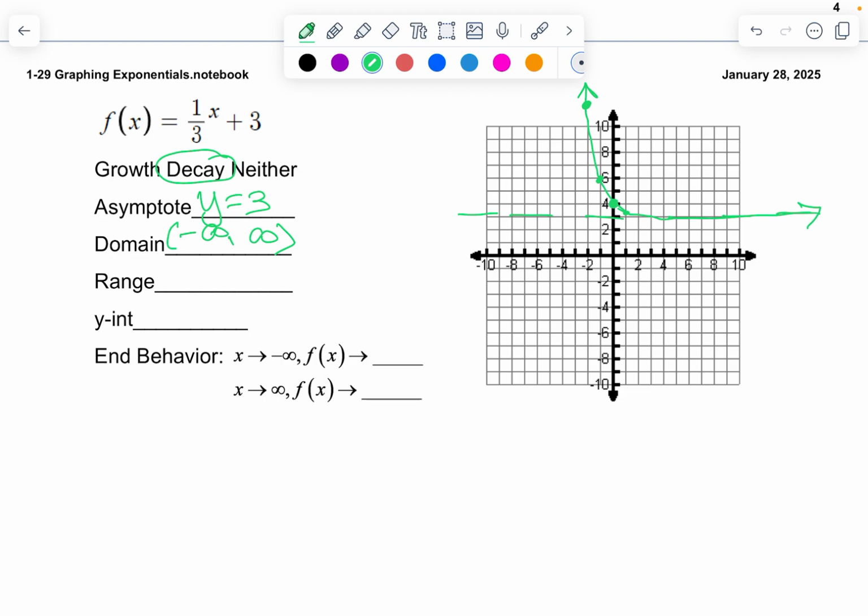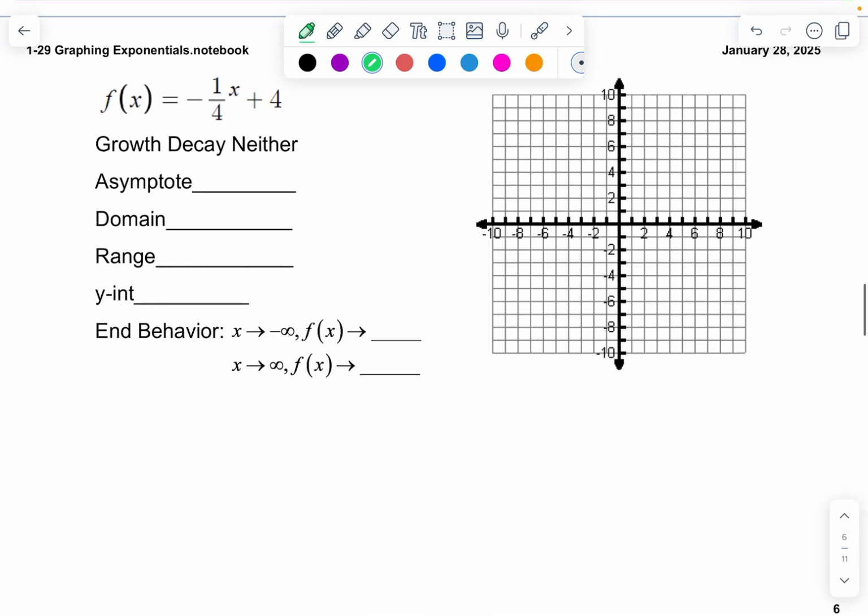All right, the range is going from the asymptote, which is y = 3, to positive infinity, and the y-intercept is (0, 4). As x goes to the left, which is negative infinity, my graph is going to positive infinity, and as x goes to the right, which is positive infinity, my curve is approaching the asymptote, which is 3.